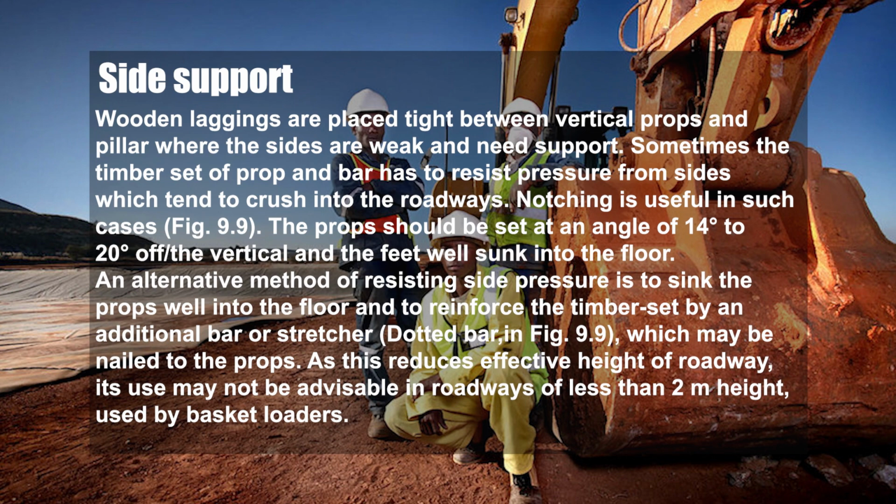An alternative method of resisting side pressure is to sink the props well into the floor and to reinforce the timber set by an additional bar or stretcher, which may be nailed to the props. As this reduces the effective height of the roadway, its use may not be advisable in roadways of less than 2 meter height used by basket loaders.